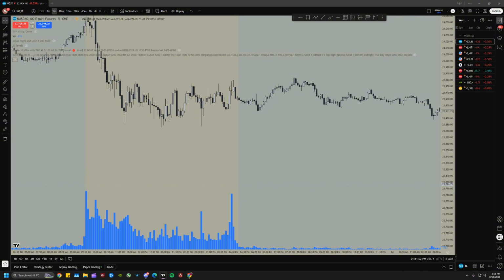You could also use SMTs, so 55 levels do sometimes create SMTs. If NQ sweeps the high but ES doesn't, or vice versa, obviously it's followed by a reversal right after, right? So if you guys don't know SMTs, it's pretty simple. It's just a divergence in price, and you're just looking for the divergence in price.